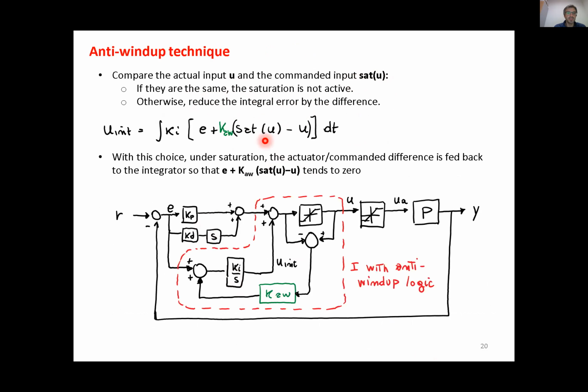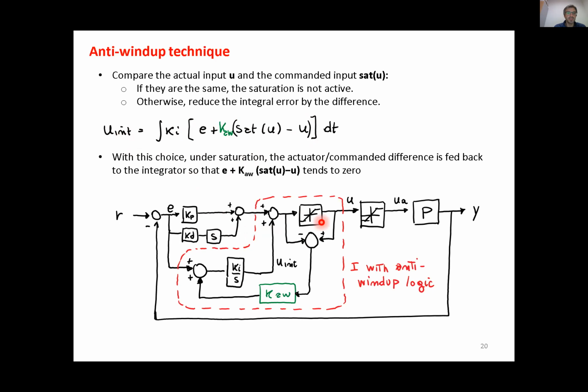So this difference, which usually happens whenever the integral is going beyond the saturation, becomes a negative number that decreases the tracking error and stops the integration, stops integrating the control action.